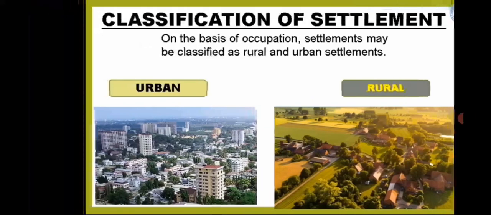Classification of settlement: urban settlement and rural settlement. On the basis of occupation, settlements may be classified as rural and urban settlements. First, we see rural settlement. Any settlement where most of the people are engaged in primary activities like agriculture, forestry, mining, and fishery is known as a rural settlement. The most important and unique feature of the rural settlement is the vast open space with a green, pollution-free environment.